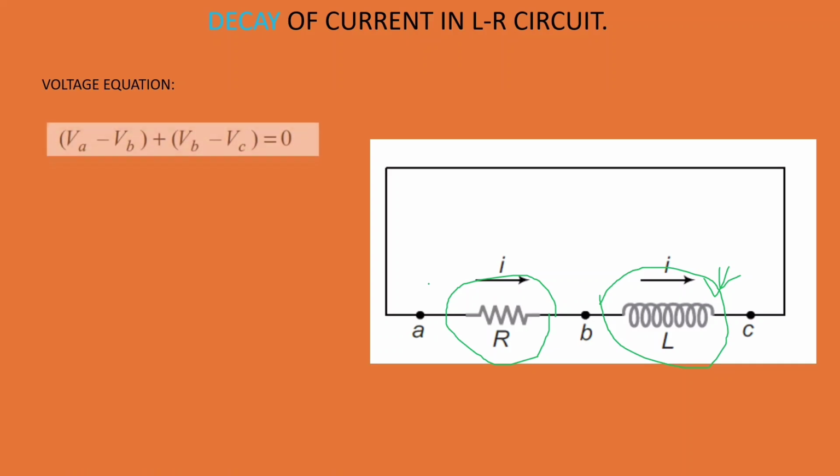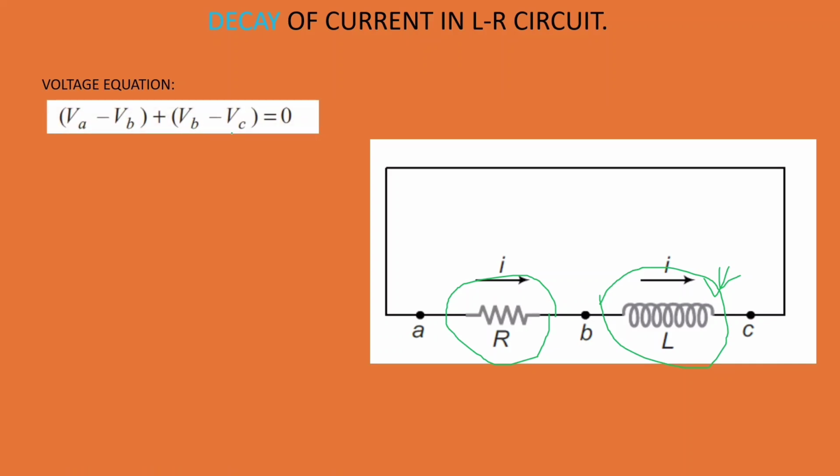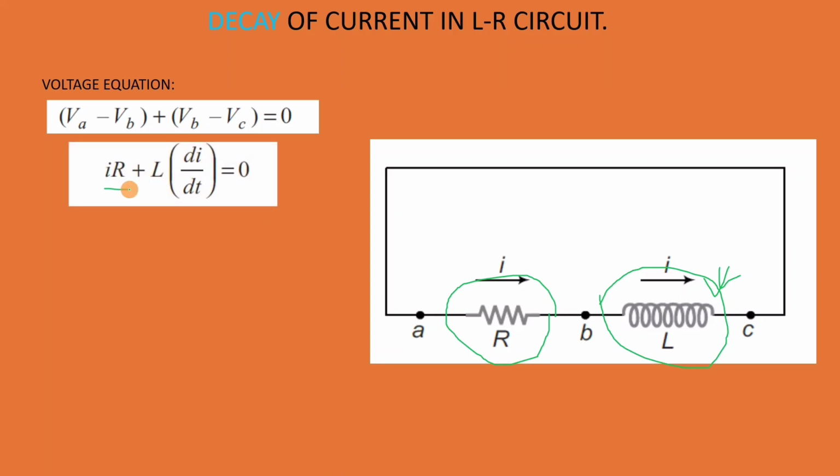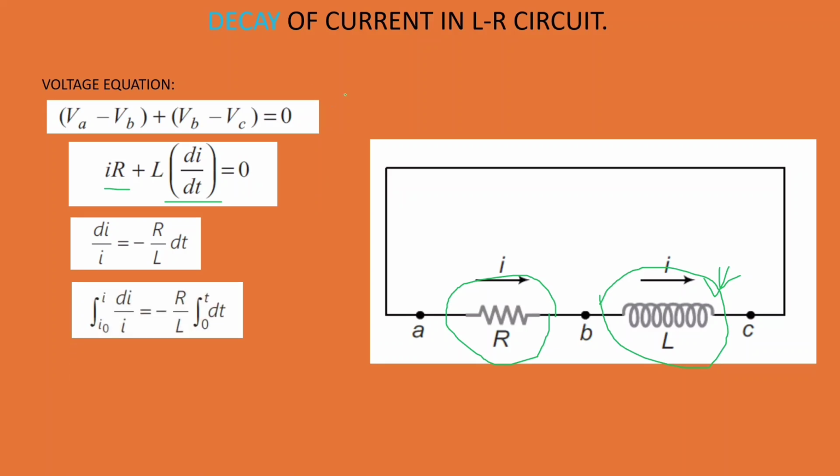So the voltage equation in this circuit is VA minus VB plus VB minus VC equals 0, as there is no external source in this circuit, because we are studying the decay of current. VA minus VB is simply IR, and VB minus VC is the voltage drop across the inductor, L di by dt. Further simplifying, di by I equals minus R by L dt, and again integrate. When the battery is disconnected, it has the maximum current I0, so when the decay starts, the current was I0.